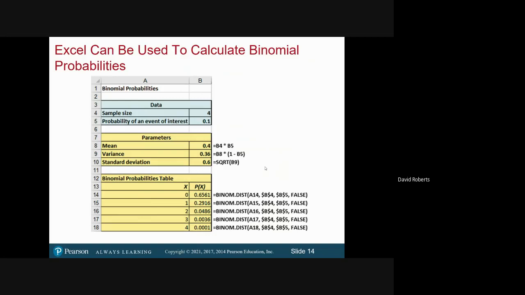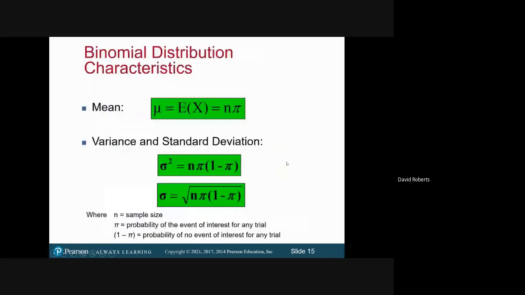So just to say it one more time, you take the mean, which is B8, and you multiply by 1 minus B5. B5 is the probability of success. So 1 minus the probability of success will give you the probability of failure. I apologize for misspeaking earlier.